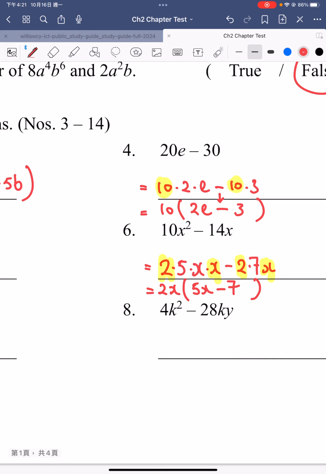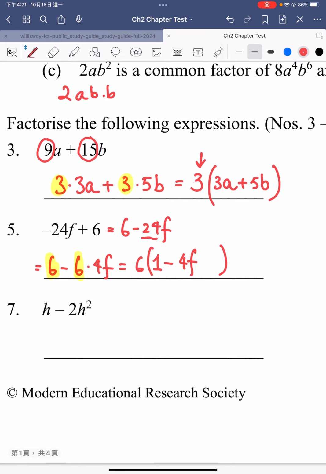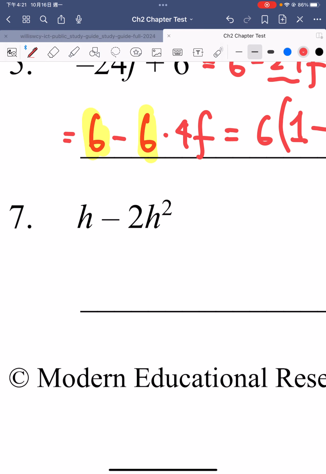So that's the answer for question 6. Now we're going to do question 7. We have h minus 2h squared. So first of all, we don't want to square, we just change it to the normal thing. So h squared means h times h.